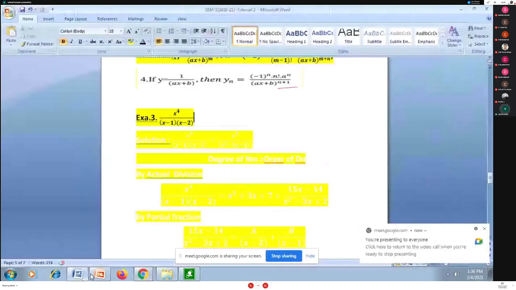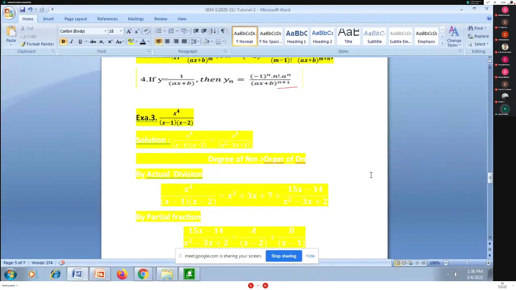So I am having this example number 3, where I have numerator upon denominator. In the numerator I have x raised to 4, and in the denominator I have x minus 1 into x minus 2. Definitely we have to go for partial fraction here. Most of the students make mistakes in this example. Purposely, I told you which type of example students make mistakes in.